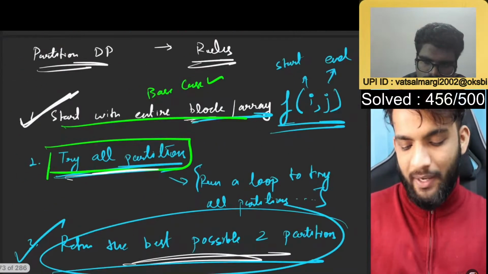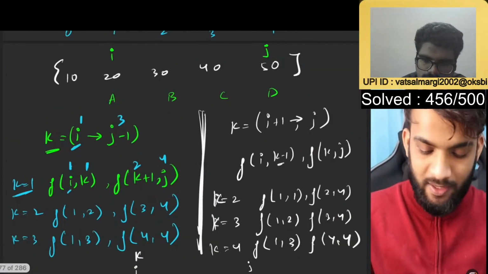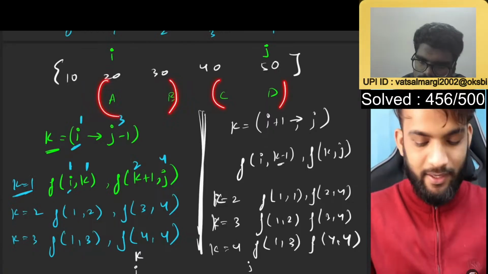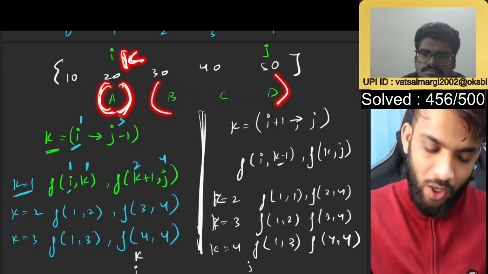What's the next step? I said, I'm going to try out all partitions. And how can I try out all partitions? It was very simple. I said, okay, listen. One of the ways is I can go like this, like this. The other way is I can go like this, like this. The other way is I can go like this and like this. Okay. So I have to call for this guy and for this guy. So I can keep a k here and I can call i to k and k plus 1 to j.